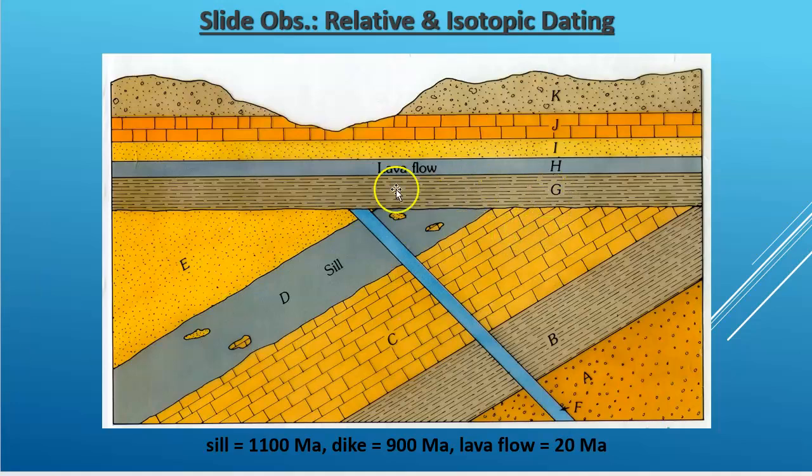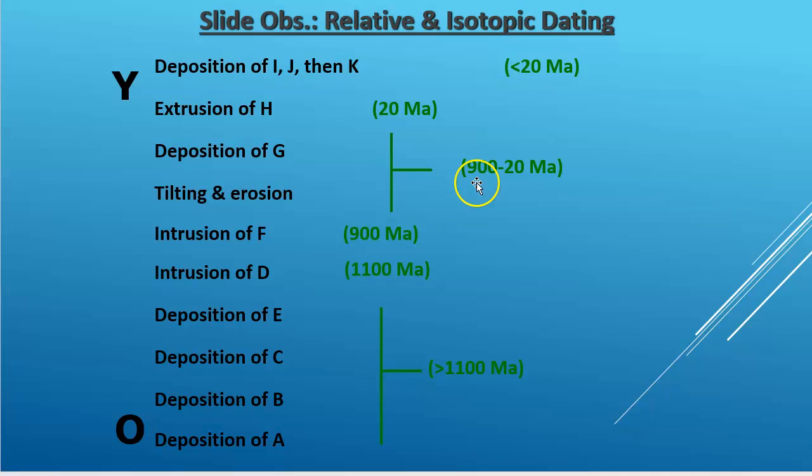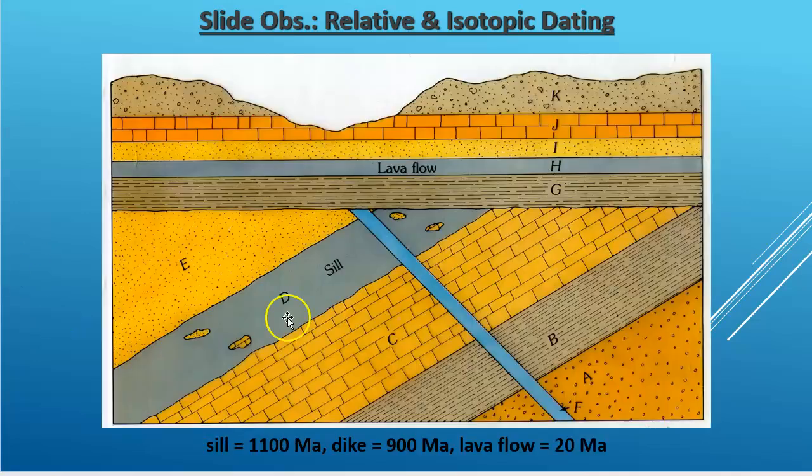But then, what about G? Well, I know this lava flow is 20, so it's older than 20. And this is the next thing I have, so it's actually between. I don't know what happened, but I can bracket G, and remember, there's an unconformity here, an uplift, a tilt, an erosional event. I can bracket all that between 900 and 20 million. Tilting, uplift, weathering, erosion, and deposition of G all happened within that time period. That's as best I can do, right? I know it's a big age gap, but that's what I know from that.